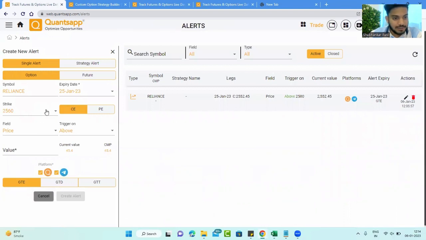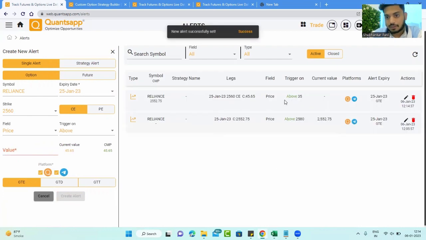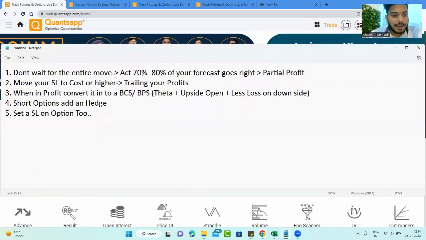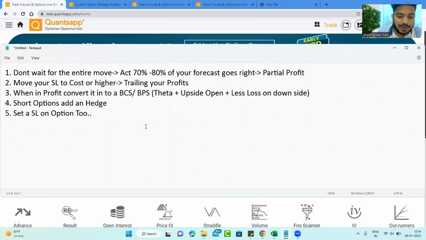Let's say if I want to buy Reliance's 2,560 call option, right now it is at 45. It might be a case wherein Reliance underlying might be exactly where it is right now, or maybe in that vicinity, but this option might come down to, let's say, 35. Might be a scenario specifically on expiry day when the time decay is very high. This might happen. So for that, you can set an alert. Observe your option as well on the chart. Okay, and yes, folks. Apart from that, not a lot of things.